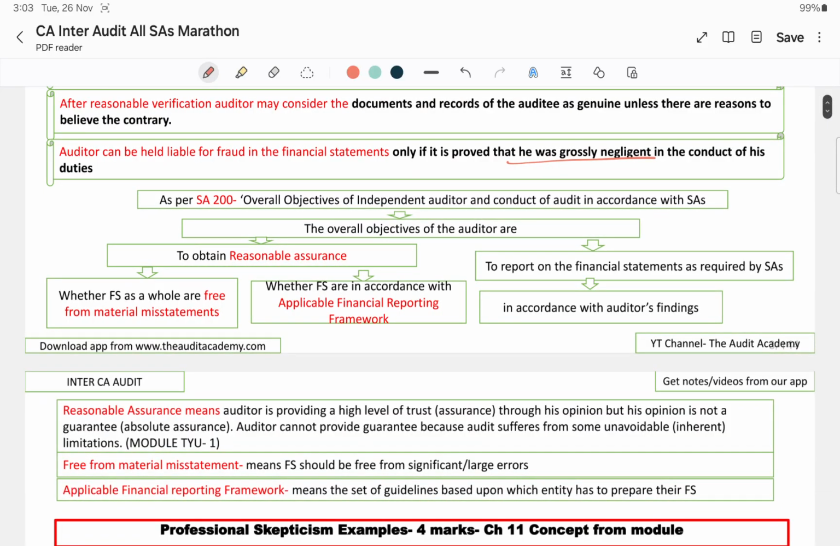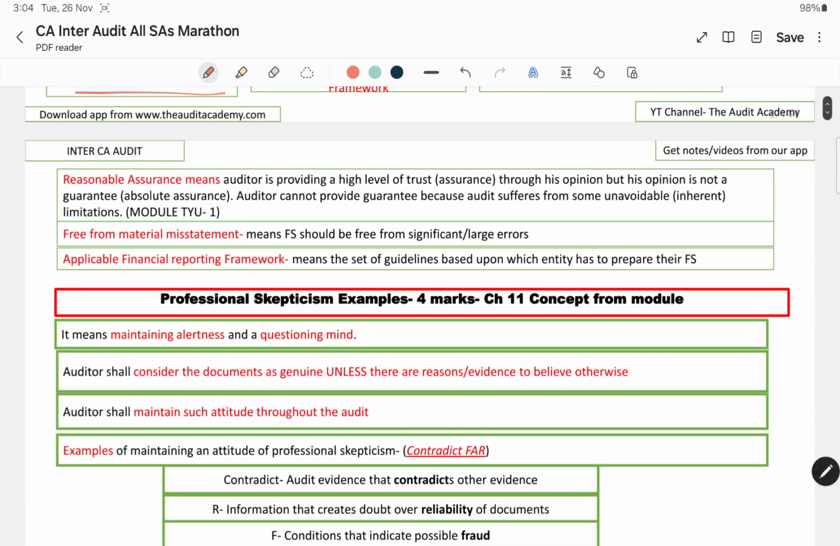Now, as per SA 200, overall objective of independent auditor and conduct of an audit in accordance with the SA, there are two overall objectives of the auditor. First is to obtain a reasonable assurance whether the financial statement as a whole are free from material misstatement, and whether the financial statement are in accordance with the applicable financial reporting framework. And the other is to report on financial statement as required by SAs in accordance with the auditor's findings.